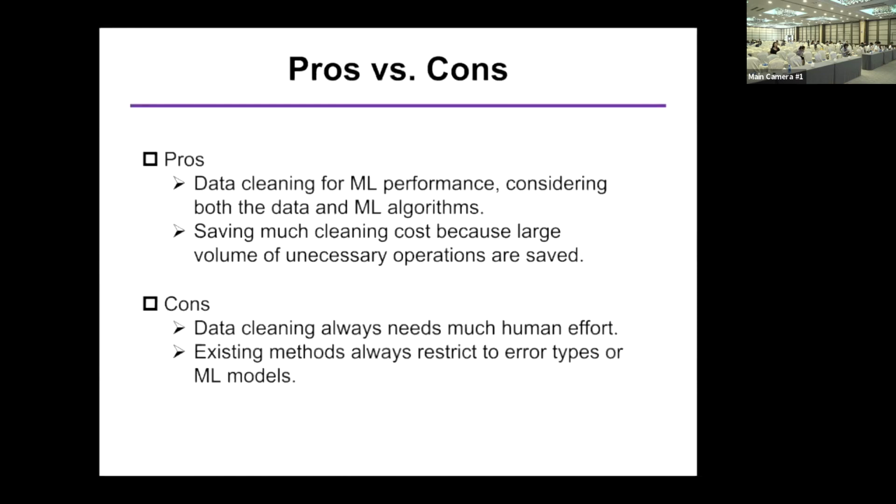So the pros of these methods are that they do data cleaning for machine learning, considering both the data and the machine learning algorithm. And these methods save much cleaning cost because a large volume of unnecessary operations are saved. And the cons are that the data cleaning always needs much human effort. And the existing methods always refer to a single error type, like just outliers or missing values. And some of them also restrict to certain machine learning models, like convex models.